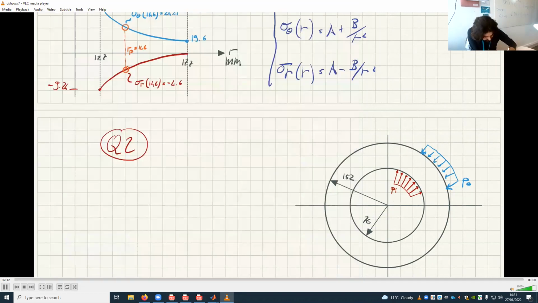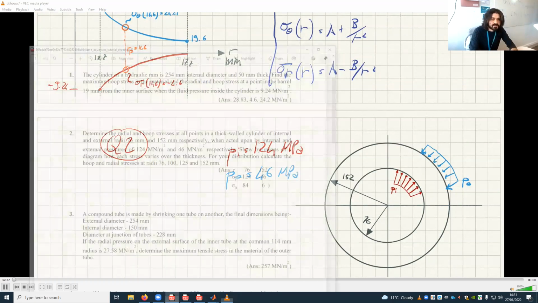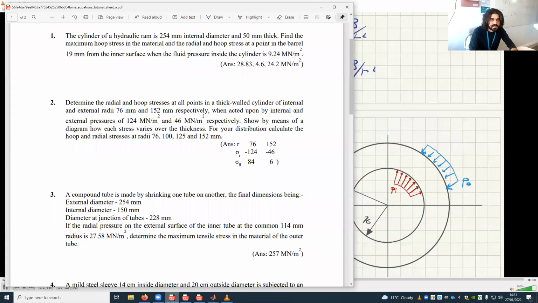PI is 124 megapascals. And PO is 46 megapascals. Let me check one more time, just to make sure. Yes, 124, 76, 152. Yes. All right, we want to find the distribution at 76, 100, 125, and 152. So let me write this down: 76, 100, 125, and 152.